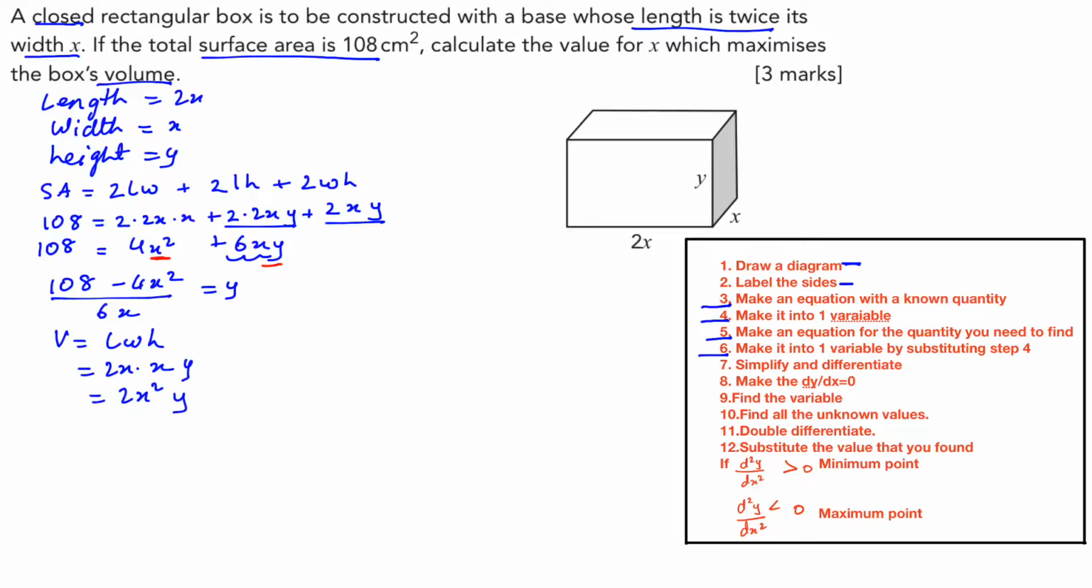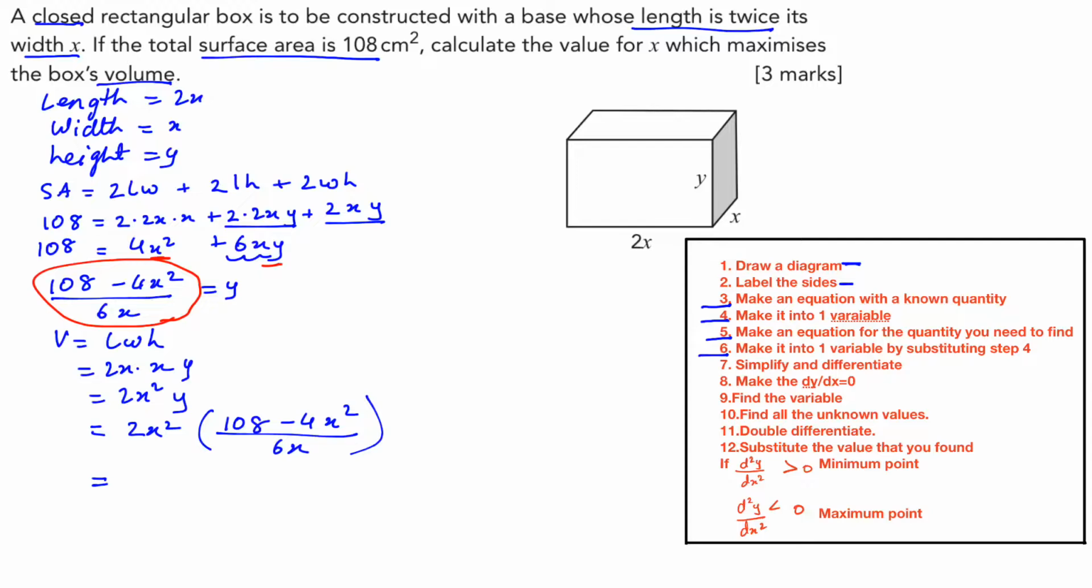Then we have to again make it into one variable. What we found here we will substitute in place of y and simplify it. So you have 2x squared times 108 minus 4x squared over 6x. For simplification, I feel it's easy if you do not use the denominator now.